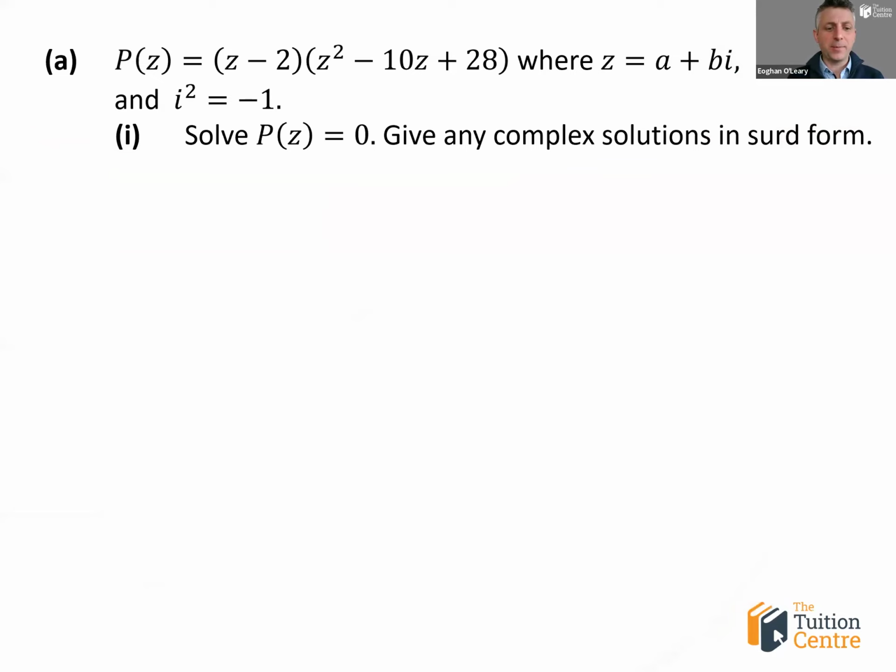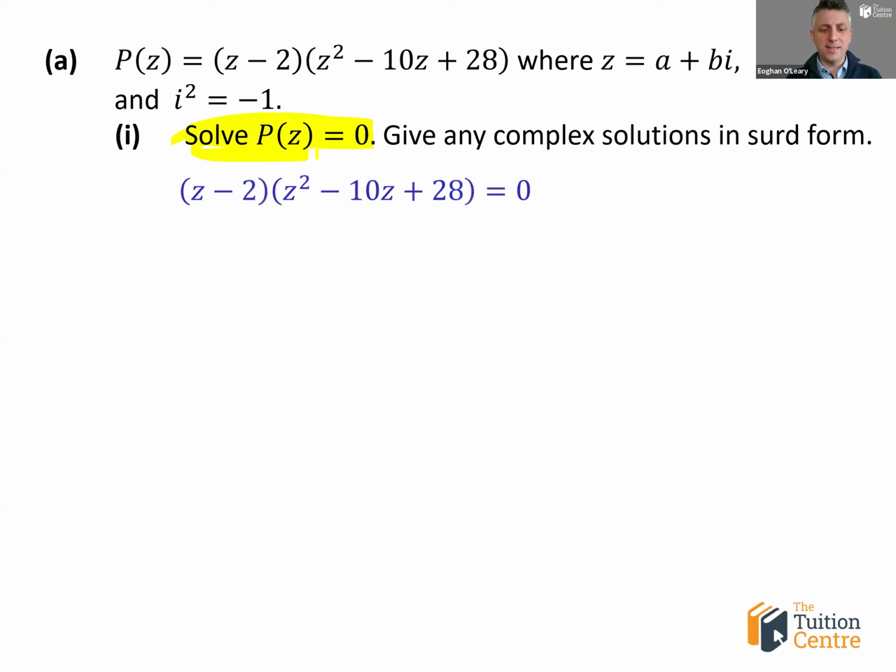So in this case, it says we have a function here, p(z) is equal to (z minus 2) times (z squared minus 10z plus 28), where z is equal to a plus bi, a and b are real numbers, i squared equals minus 1. Solve p(z) equals 0. And again, as we mentioned earlier, how do you solve any equation? You isolate the variable. In this case, the variable is going to be z. Give any complex solutions in a plus bi form.